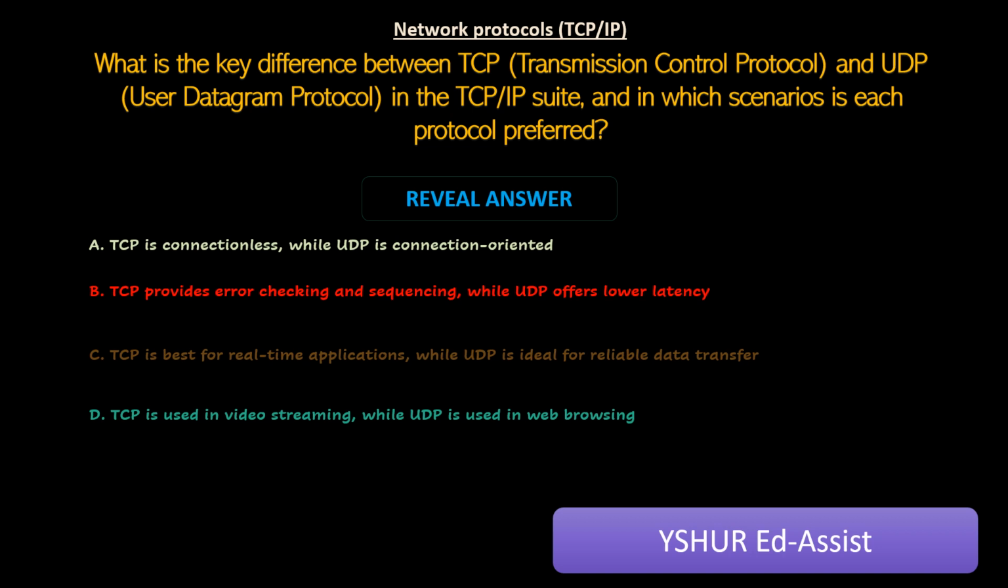A. TCP is connectionless, while UDP is connection-oriented. B. TCP provides error checking and sequencing, while UDP offers lower latency. C. TCP is best for real-time applications, while UDP is ideal for reliable data transfer. D. TCP is used in video streaming, while UDP is used in web browsing.